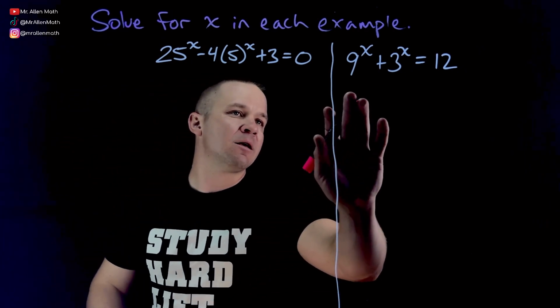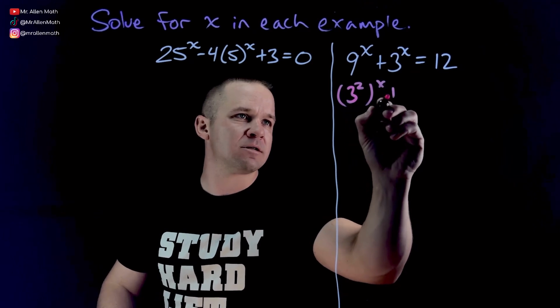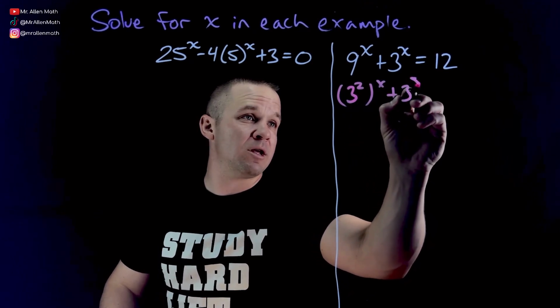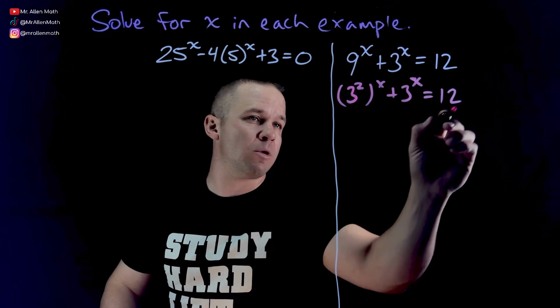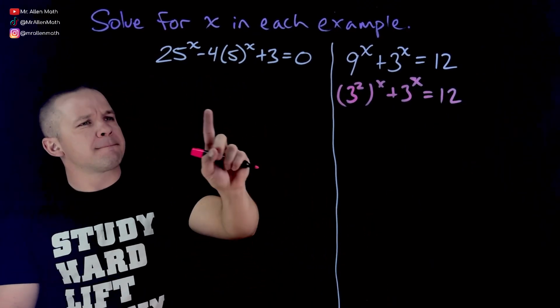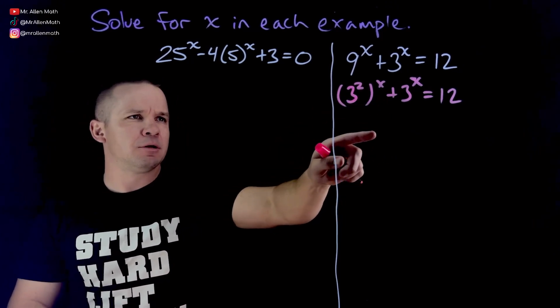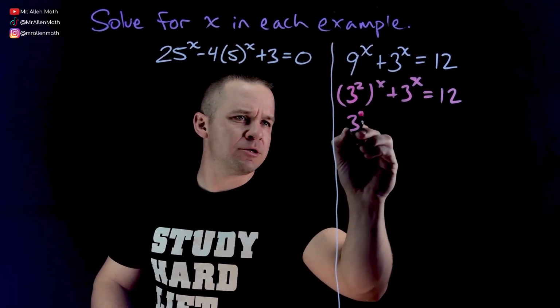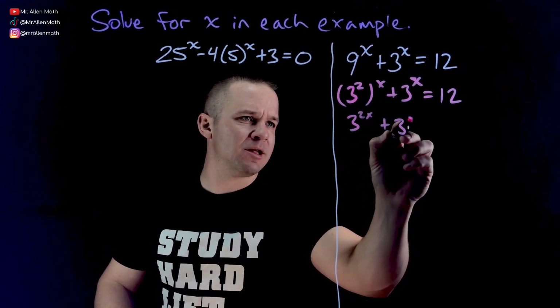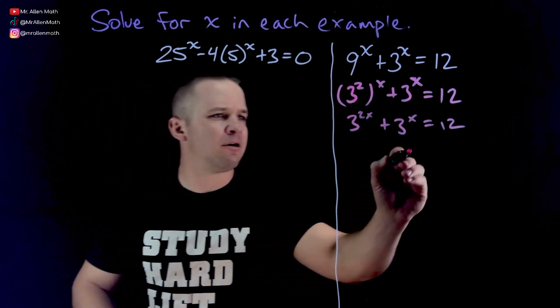So 9 can be written as 3 squared, right? 3 squared, that's still to the x. This is still 3 to the x equals 12. Well, power to a power here, right? I would multiply those two. So I'd have 3 to the 2x plus 3 to the x equals 12.